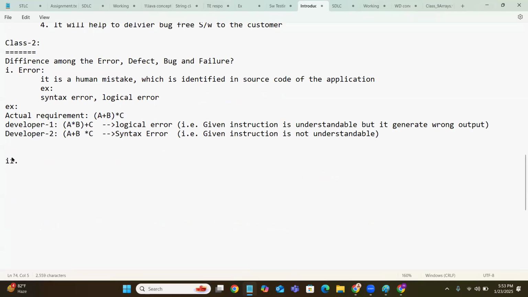Second one is defect. Defect can also be called an issue, incident, or fault. Let me explain first with an example.